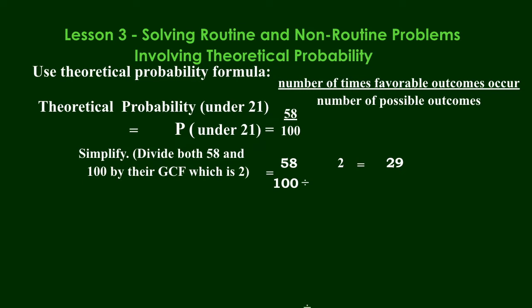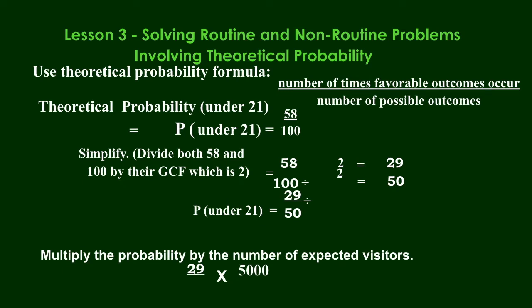The next step, we have to multiply the probability by the number of expected visitors. We know that there are 5,000 expected visitors at the Great Adventure over the weekend. So we have 29 over 50 multiplied by 5,000. But before multiplying, we can simplify 50 and 5,000.